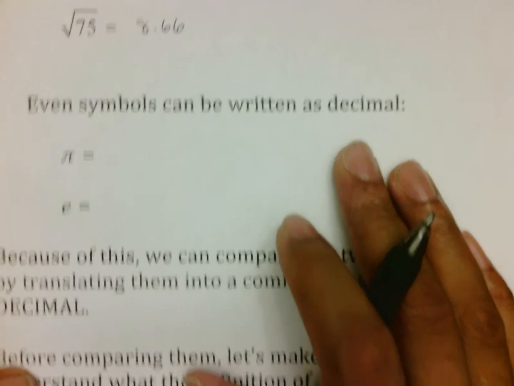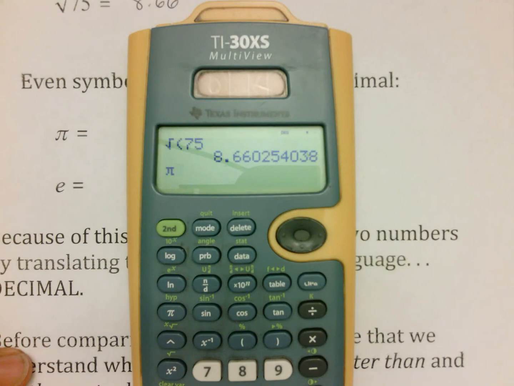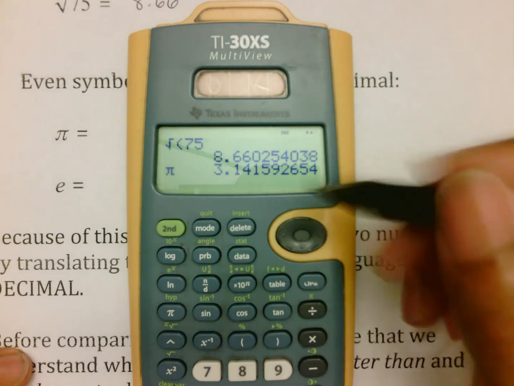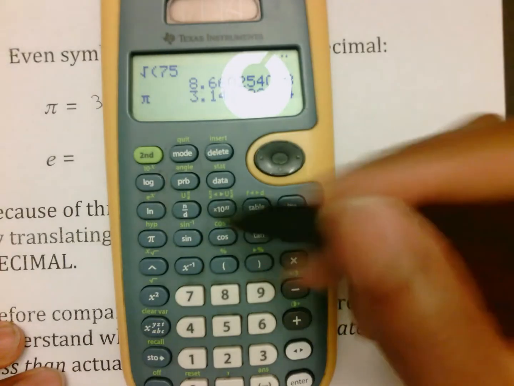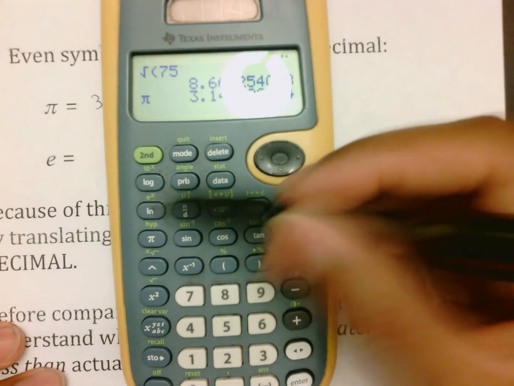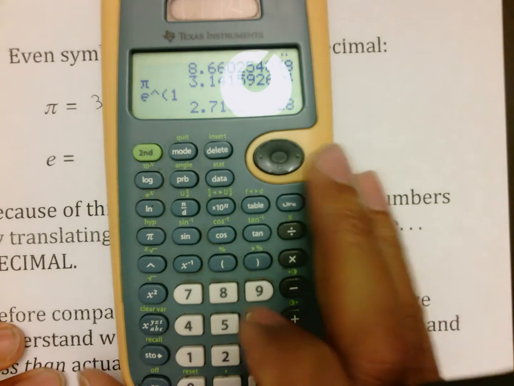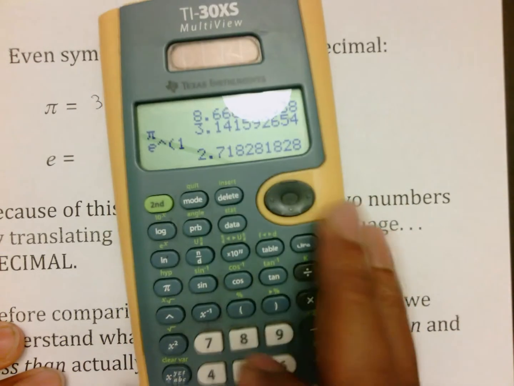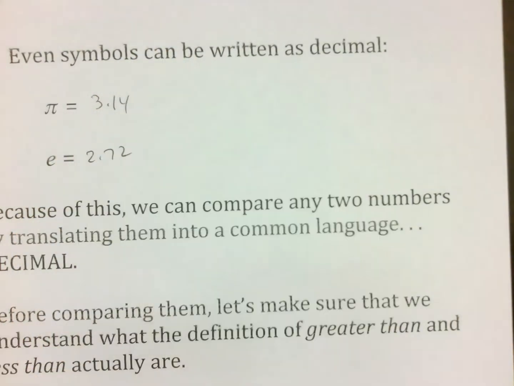Even symbols can be converted to a decimal. Some calculators actually have the pi symbol. Just hit pi, hit equals, round this to 3.14. And e is a weird number. It's actually above the natural log, which is ln, and it's kind of weird to type in. You don't have to worry about this so much pretty soon, but 2.72 is what that rounds to.